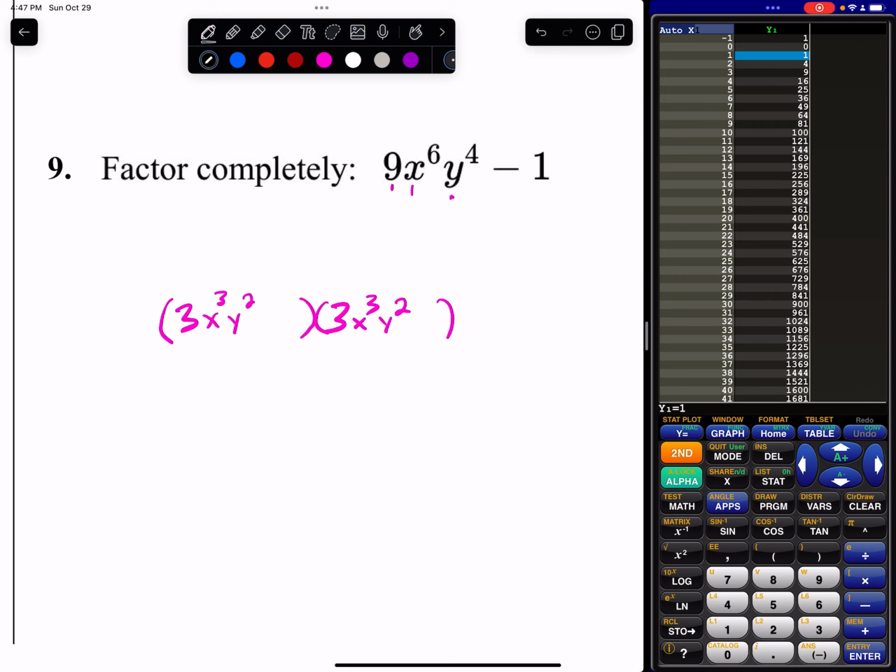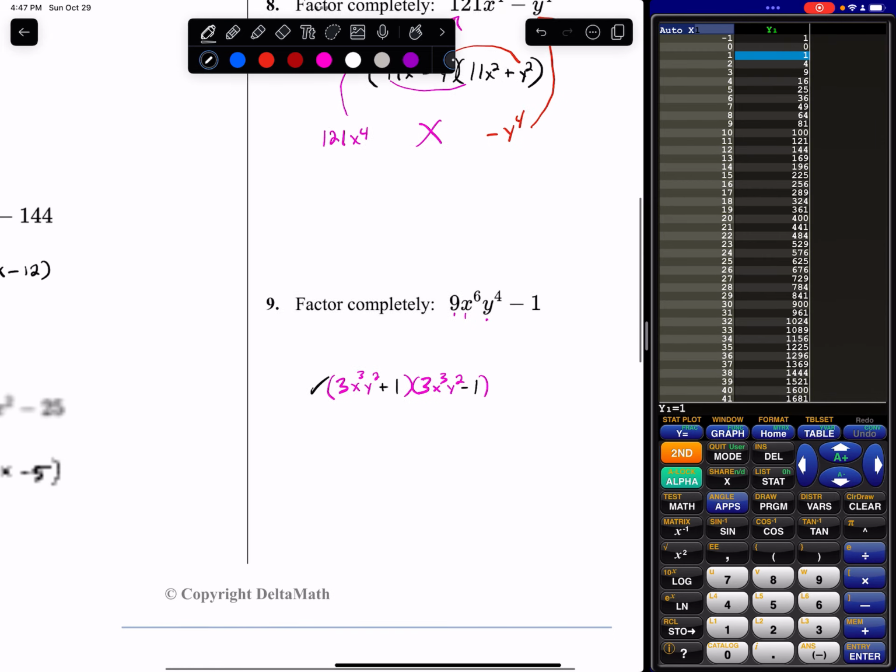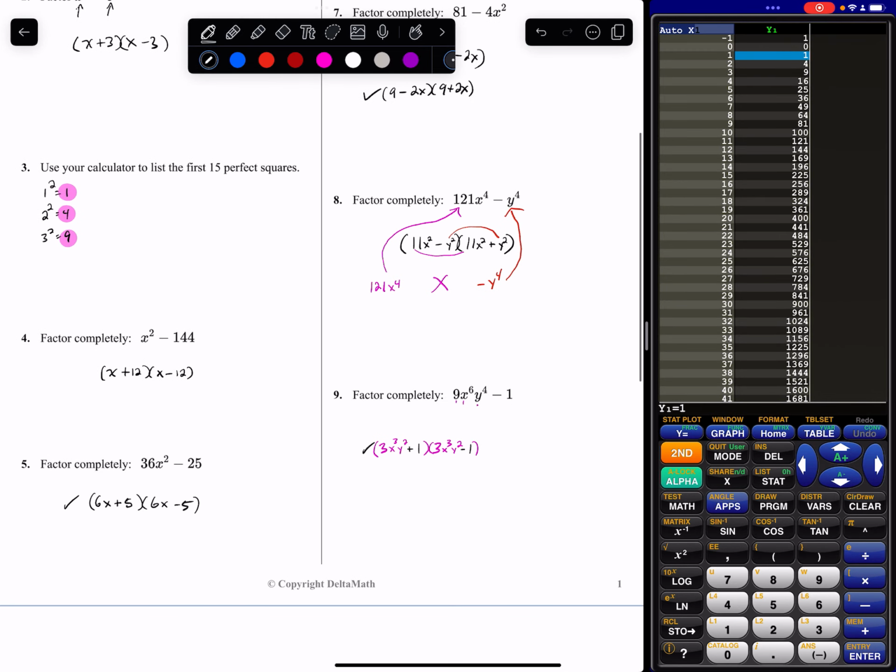Now, what's interesting here is I know I'm going to be adding, and I know I'm going to be subtracting. The square root of 1 is 1, and the square root of 1 is 1. So I'm going to leave it just like that. And that's it. So DOTS becomes a pretty simple method if you're really thinking about it.